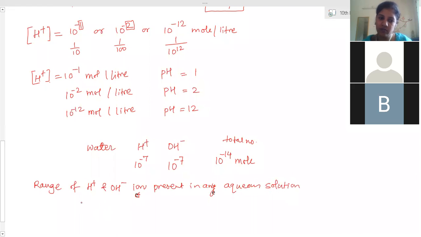is from 10 to the power 0 to 10 to the power minus 14. So these are the maximum allowable moles per liter of H plus and OH minus. So this is the range. Beyond 10 to the power minus 14 you won't get, or more than 10 to the power 0 you won't get.